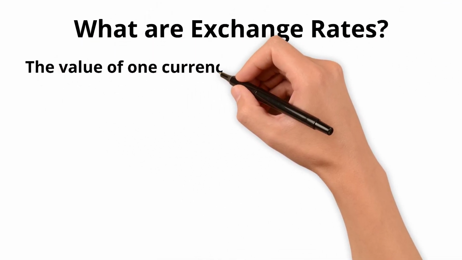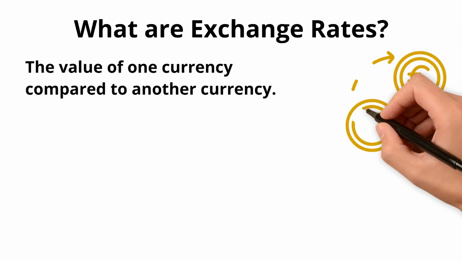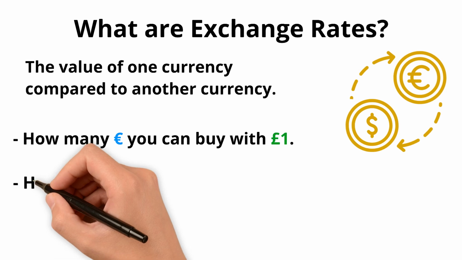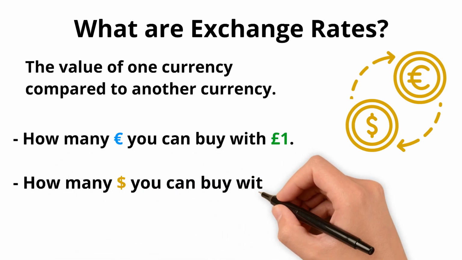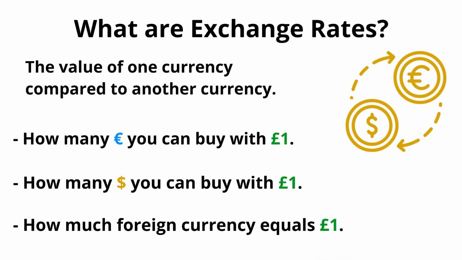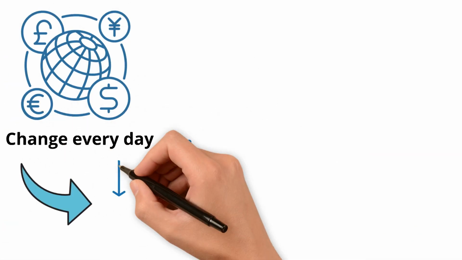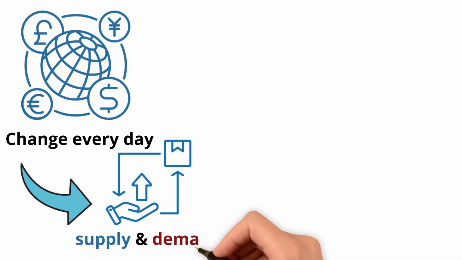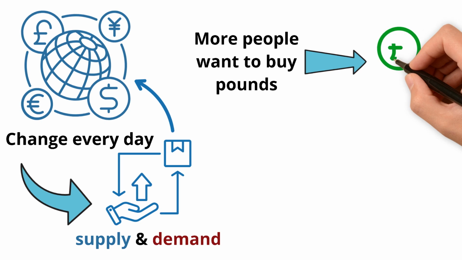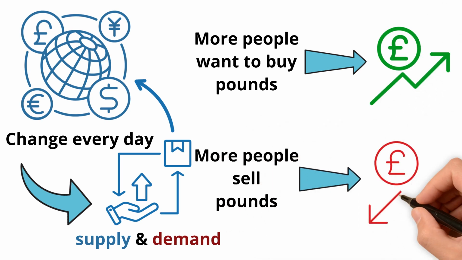An exchange rate is the value of one currency compared to another currency. For example, it shows how many euros you can buy with £1, how many US dollars you can buy with £1, and how much foreign currency equals £1. Exchange rates change every day due to supply and demand in global financial markets. If more people want to buy pounds, the pound becomes stronger. If more people sell pounds, the pound becomes weaker.